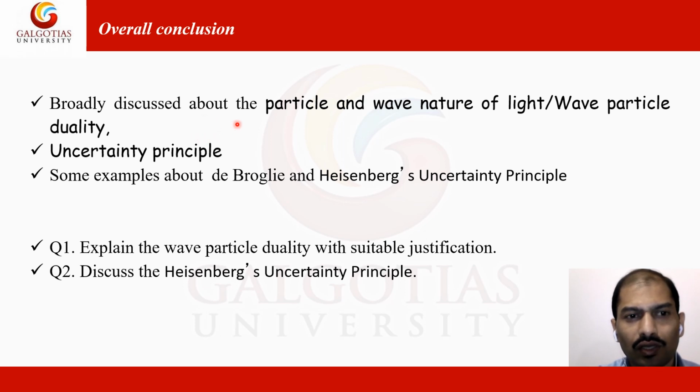We also discussed the uncertainty principle, because we cannot ascertain the position and the momentum, or energy and time, accurately, since there is always some uncertainty. It means if you are able to find the position accurately, at the same time there will be some uncertainty in the momentum. Similarly in the case of energy and time. We also saw some examples about de Broglie and the Heisenberg uncertainty principle. This all we have done.